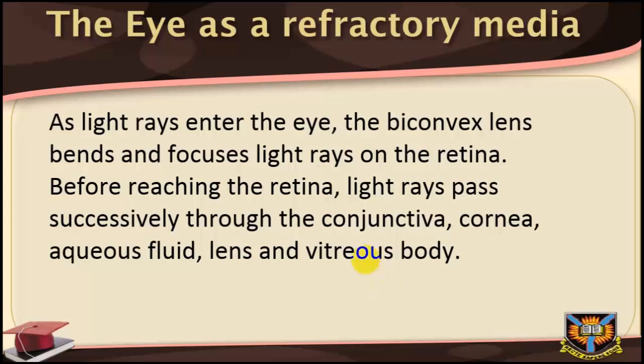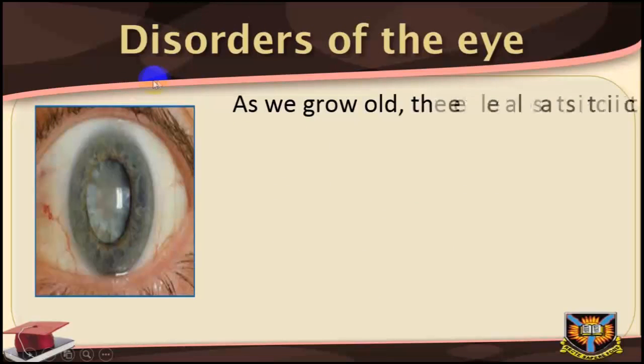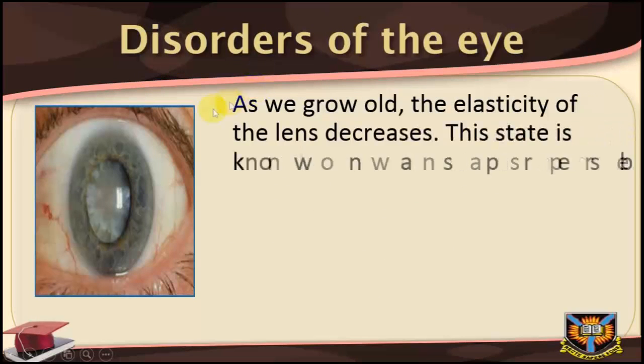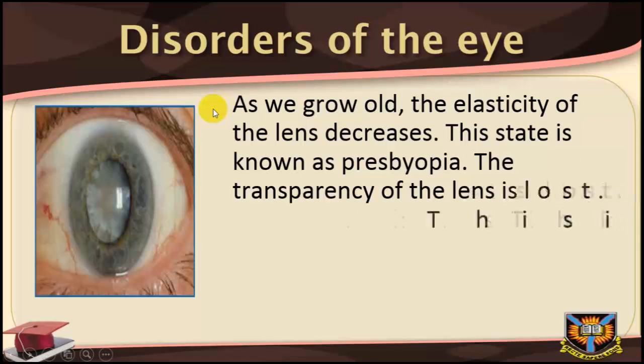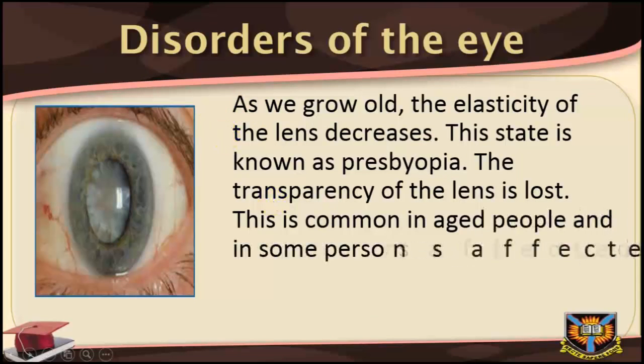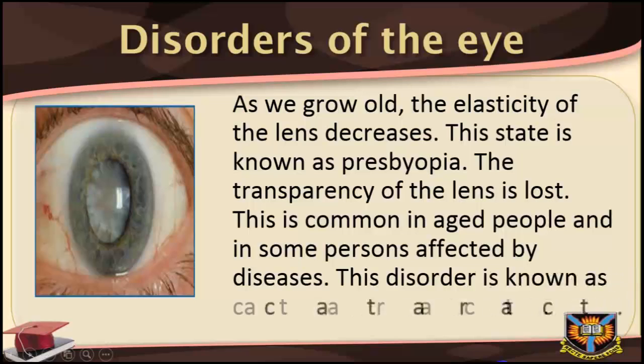Disorders of the eye. As we grow old, the elasticity of the lens decreases. This state is known as presbyopia. The transparency of the lens is lost. This is common in aged people and in some persons affected by diseases. This disorder is known as cataract.